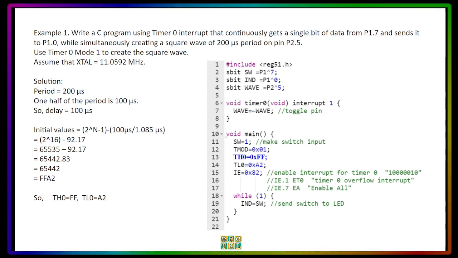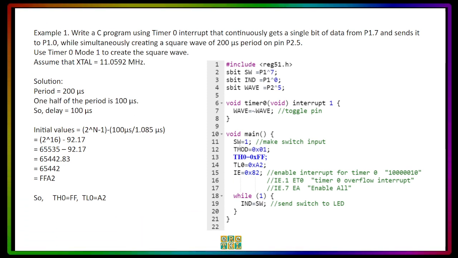Now on line number 10 up to line number 21, this is the main function. And in line number 11, we declared the port 1.7, which is represented by SW, as equal to 1. Why 1? Because this is an input. Now, if the port is an output, we have to put here 0.